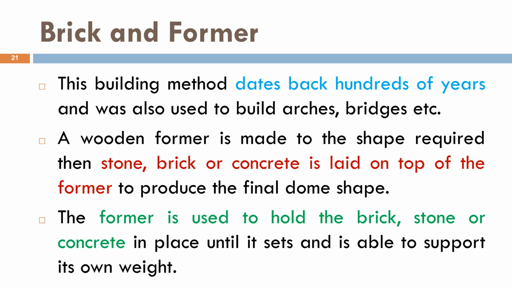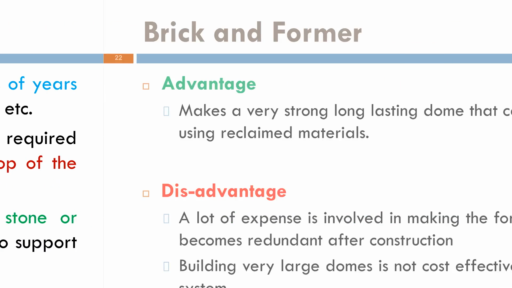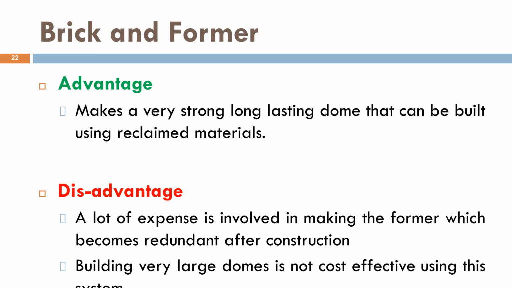A temporary wooden former is first built to the required shape, and bricks, stones, or concrete are laid over it. The former supports the materials until the masonry becomes self-supporting. This technique produces very strong and durable dome structures that can last for centuries. It also allows the use of reclaimed building materials. However, constructing the wooden former is expensive and time-consuming. After construction, the former becomes redundant, making this method less economical for very large dome structures.